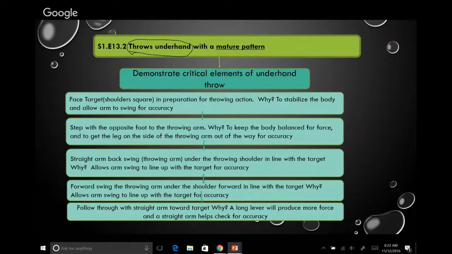And in that forward swing, the follow through under the shoulder to the target, because the arm swing lining up with the target for accuracy, I already said that. And then follow through the straight arm toward the target provides a long lever that will produce more force. And that straight arm will also help to check for accuracy.